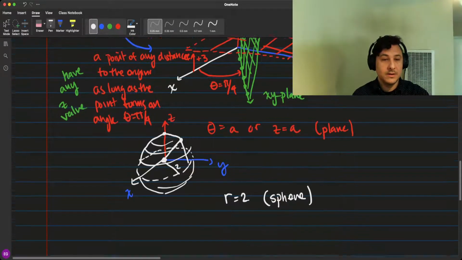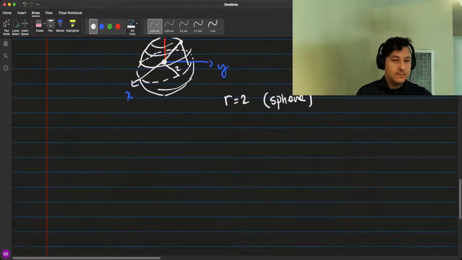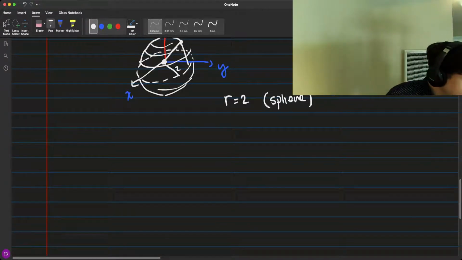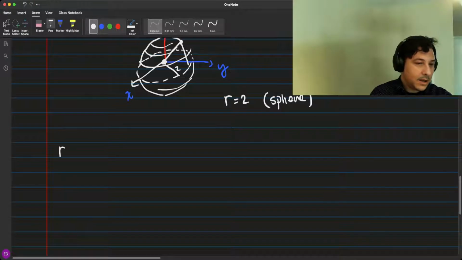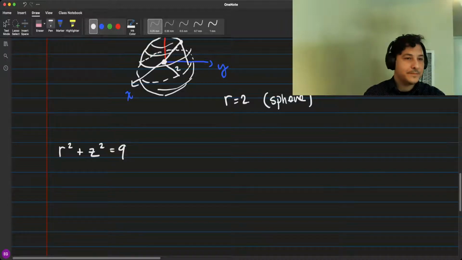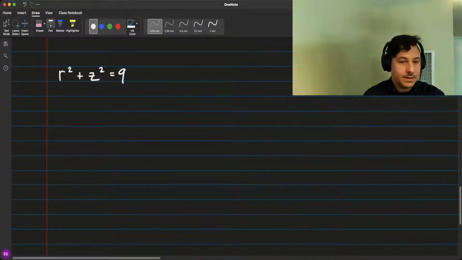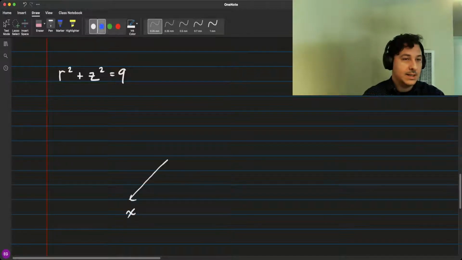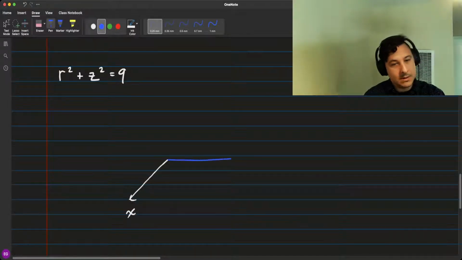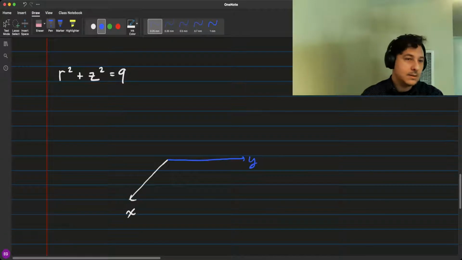Let's do another one. So what about more complicated graphs? What if you wanted something like r squared plus z squared equals 9? So let's draw our axes. X-axis, y-axis, z-axis.